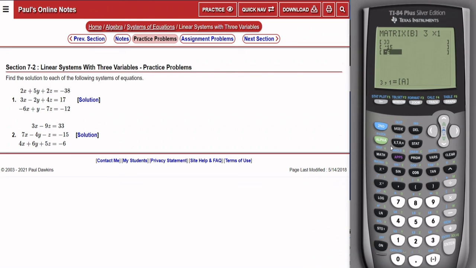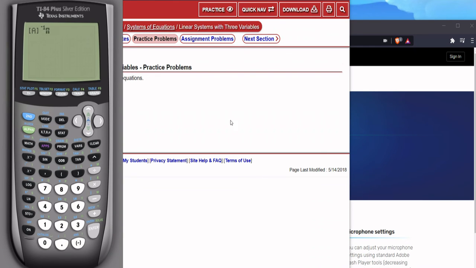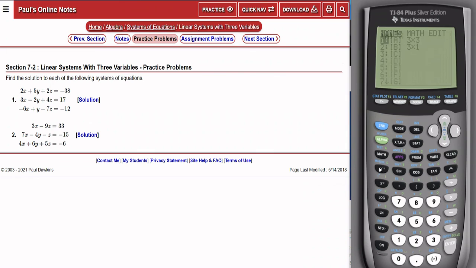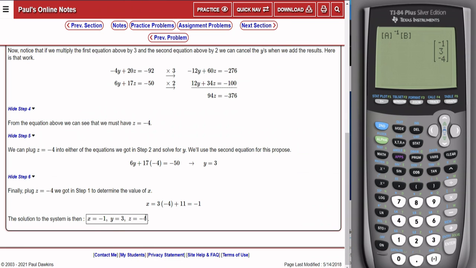Oops, right there, let me get the matrix. A times the inverse, and let's go ahead and multiply this out. Go ahead and put B in as well. And there we go, we have the answer. X equals negative 1, y equals 3, z equals negative 4.